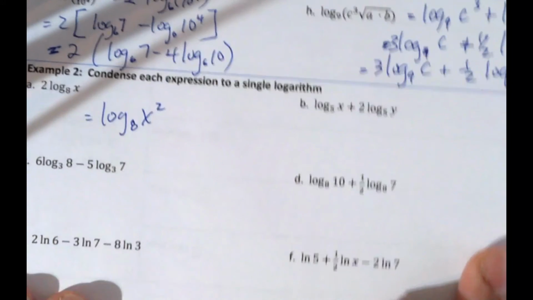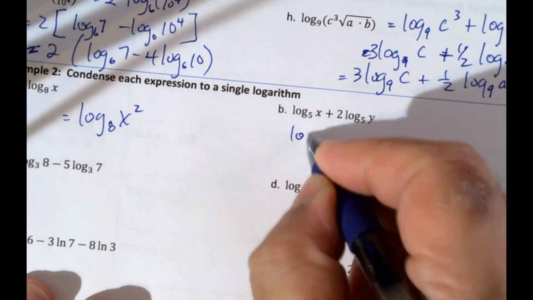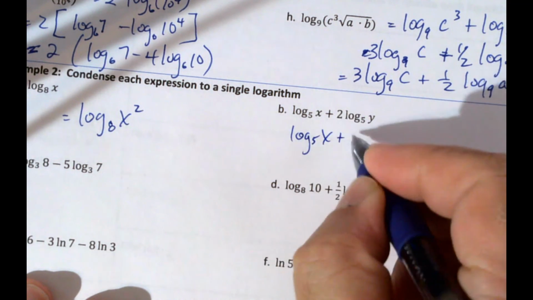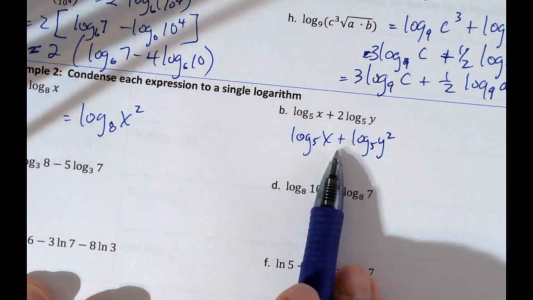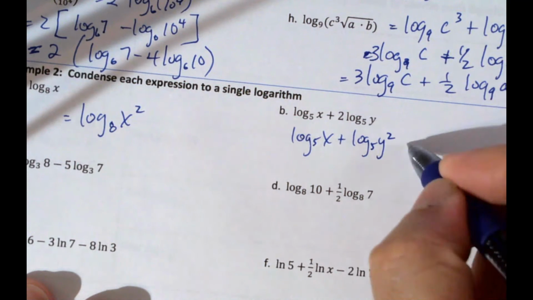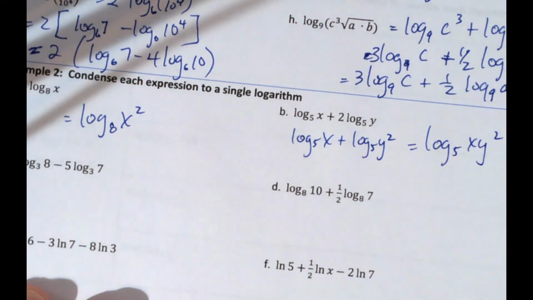And then b. So I'm going to take that exponent first. So I'm not doing anything with the first part, and I'm making that y squared. Now, it's a plus sign, so I can write it as a product. So it's going to be log base 5 of xy squared. And that's it.